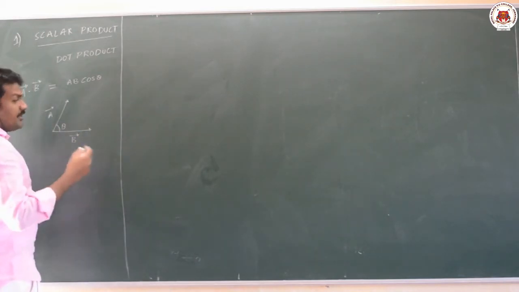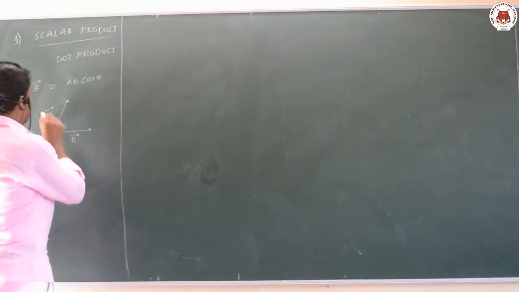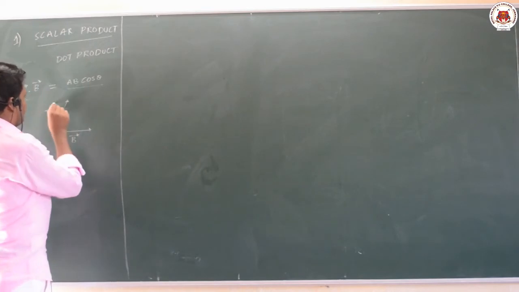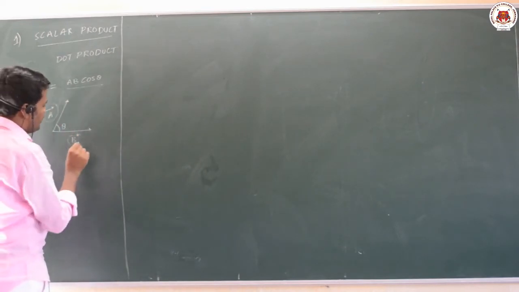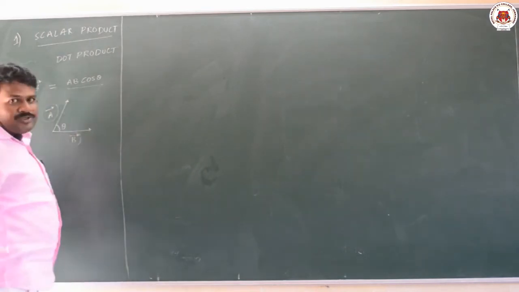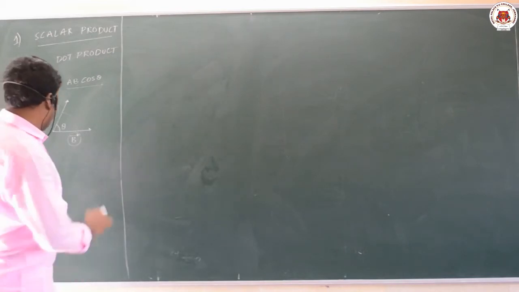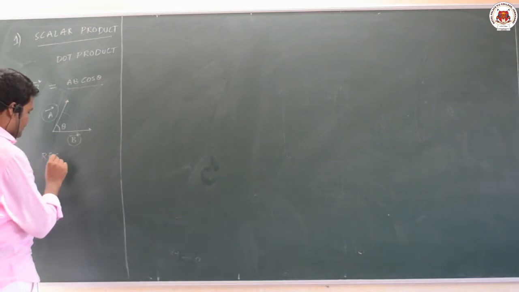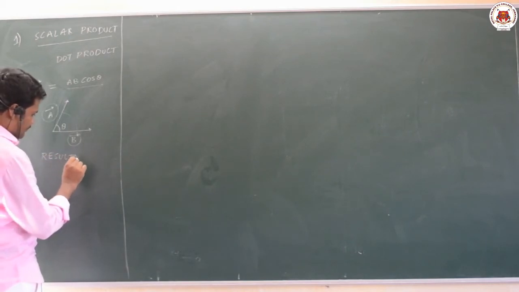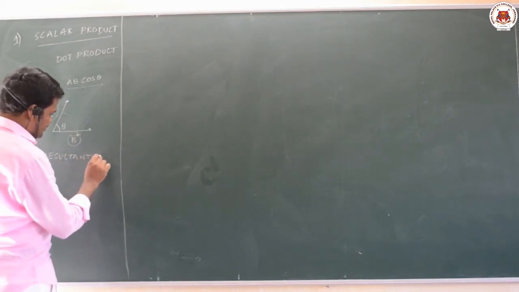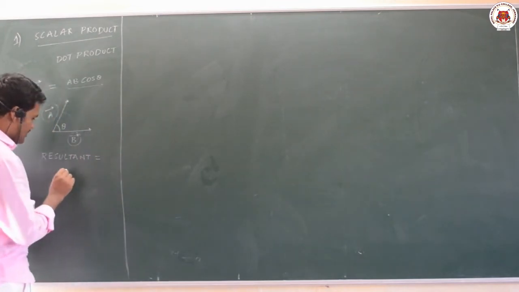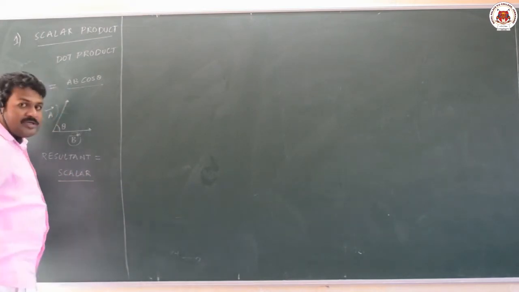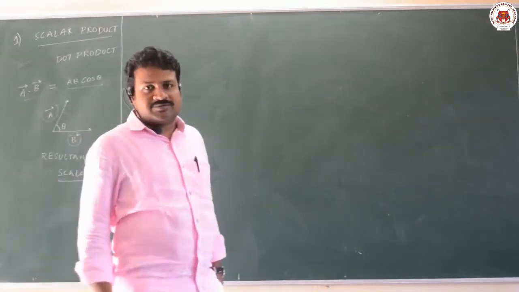If you want to find dot product, take the magnitude of A, magnitude of B, take the cosine of the angle between them and just multiply. And after multiplication, the answer you are getting is a scalar. Resultant is equal to a scalar. That's why it is called scalar product.